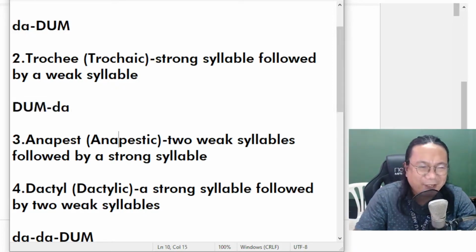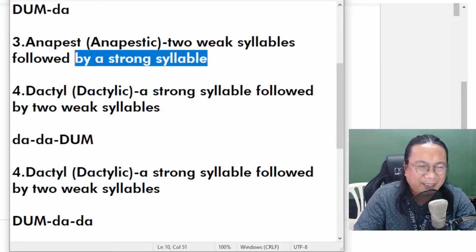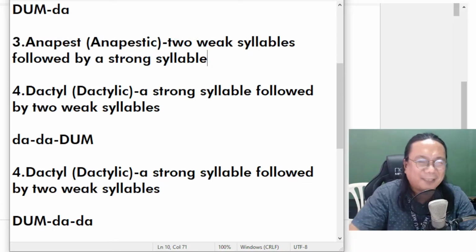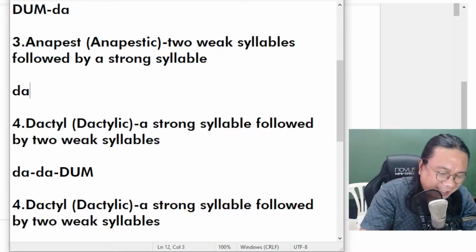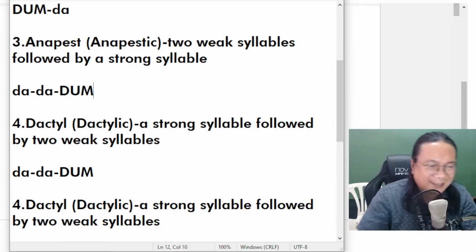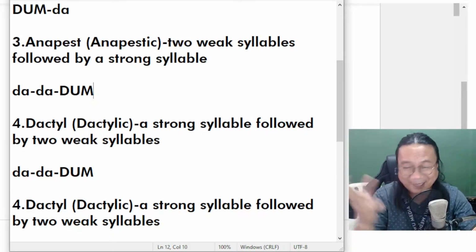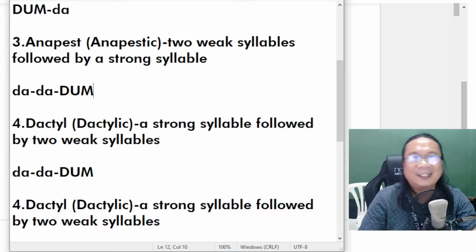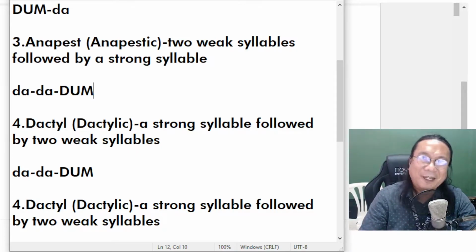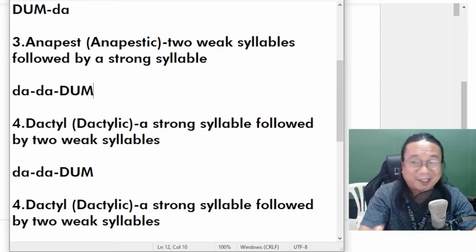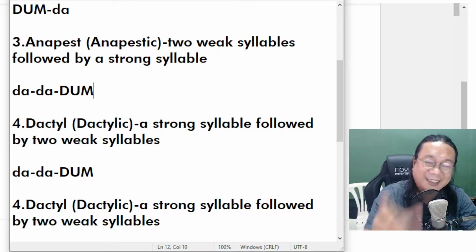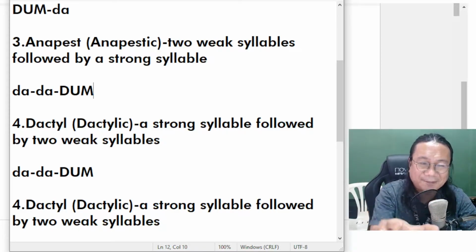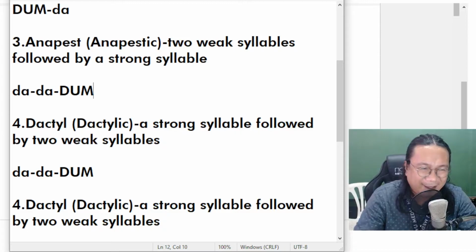Okay. Now we move on with anapestic. Pag sinabi naman na anapestic, this is two weak syllables followed by a strong syllable. So this is, you guessed it, da-da-dum. Da-da-dum. Examples of words: lumipad. Or lumayo. Those are examples of words that can be part of the foot. So that's anapestic. Okay, it's two weak syllables.